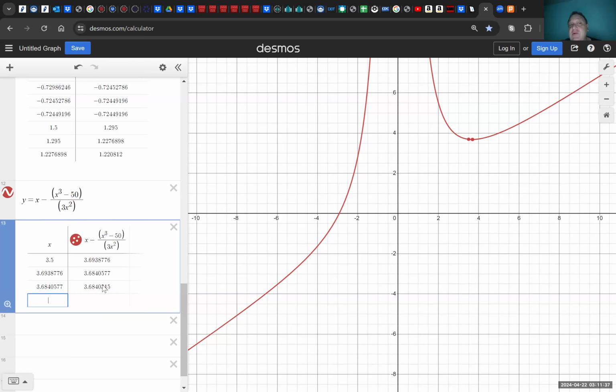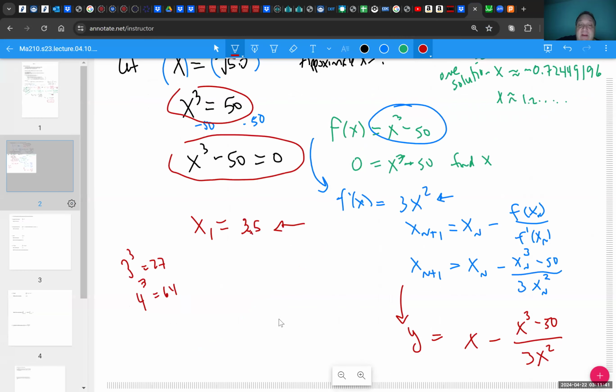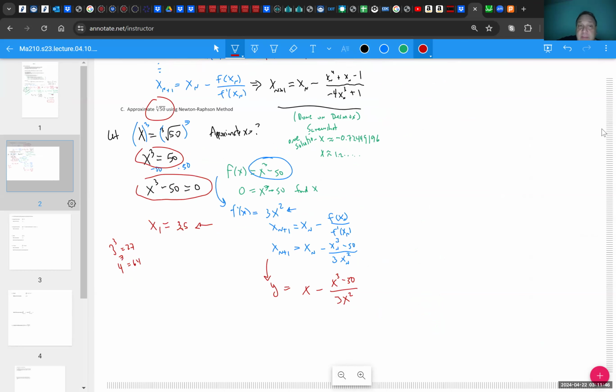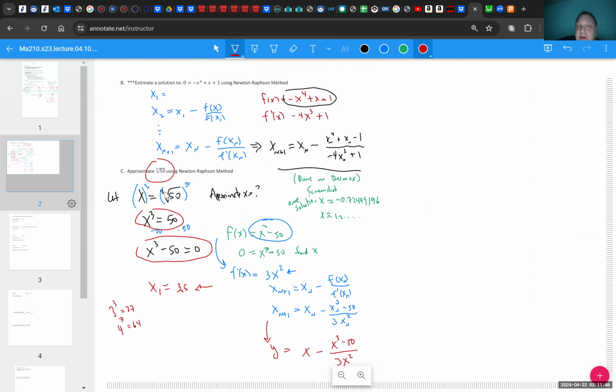So that is the Newton-Raphson method. And there aren't really any other tricks they're going to throw at you. I just want to make sure you know how to do that, like solving a random approximation by turning it into an equation and then doing the same formula again.